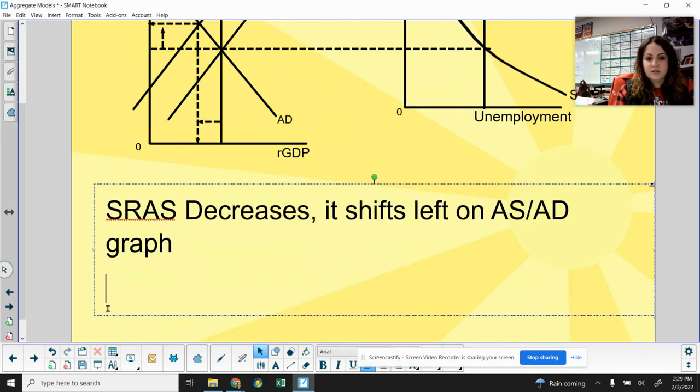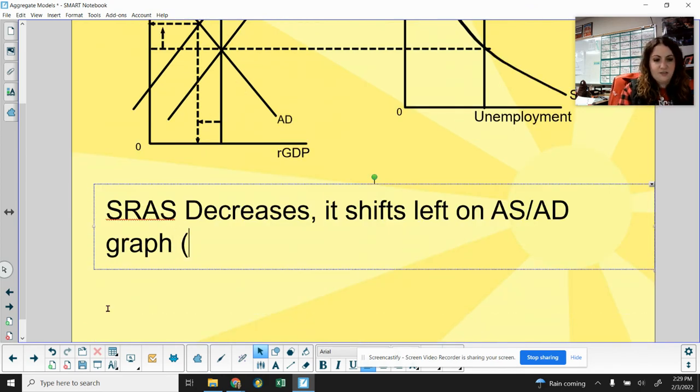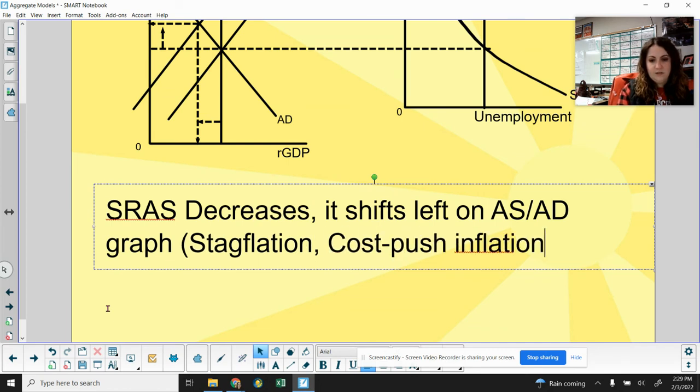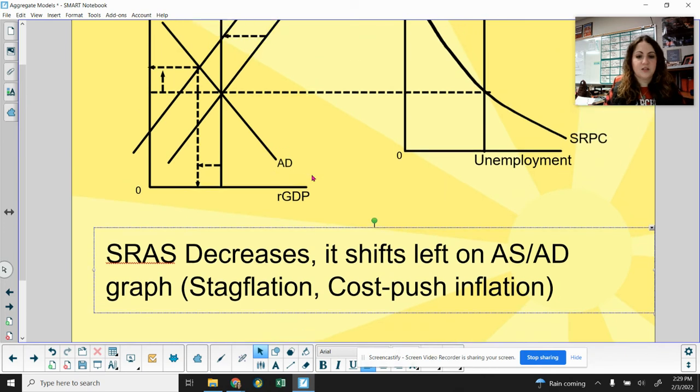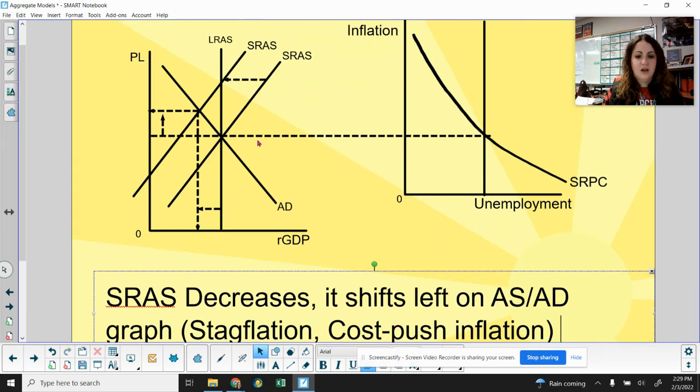If anyone remembers, this is called stagflation, also called cost push inflation. So this is what it looks like to have cost push inflation on the aggregate supply and demand graph. You have high prices and a low GDP. So things are expensive and you lose your job. Leftward shift of the short run aggregate supply curve.